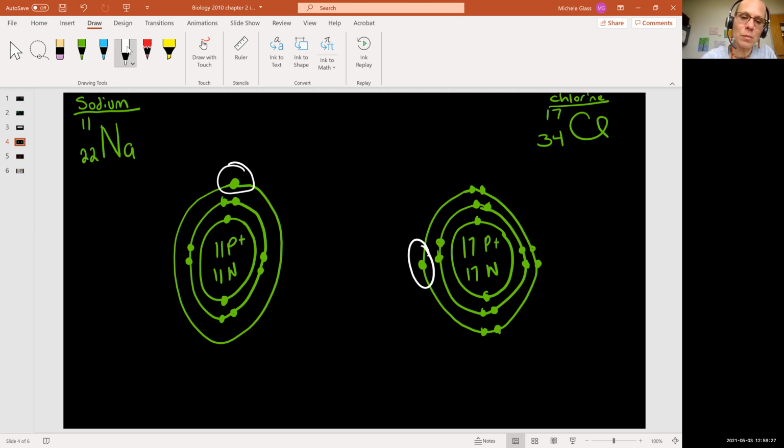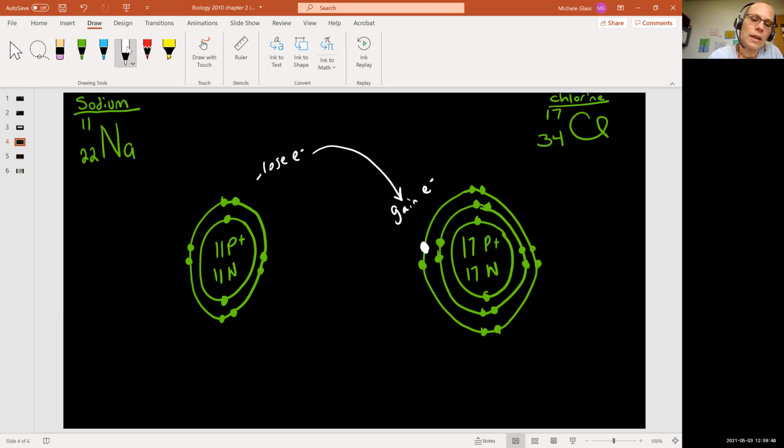What happens in an ionic bond is one atom will lose an electron and the other atom will gain an electron. So that electron that used to belong to sodium now belongs to chlorine. And then your sodium is now called a cation. Notice that it has more positive protons compared to the number of electrons. There are 11 positive protons and just 10 negative electrons. So we're going to assign a positive charge to sodium.